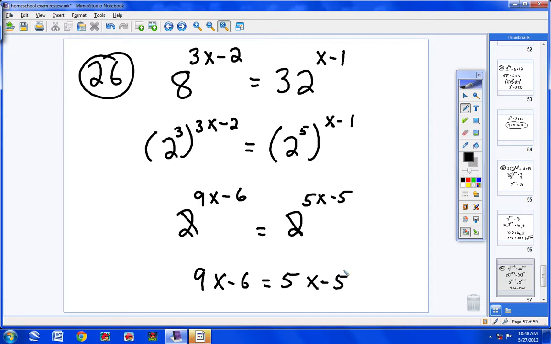Now, you should be able to finish that on your own. It's not too hard. If you bring the 5x over and make it negative, you're left with 4x. If you bring the 6 over and make it positive, you're left with 1. Does that make sense? 4x equals 1. If you're lost, please tell me. 4x equals 1. And then divide by 4. Your answer would be 1/4 or 0.25 if you prefer. That's up to you. We're doing great, guys.